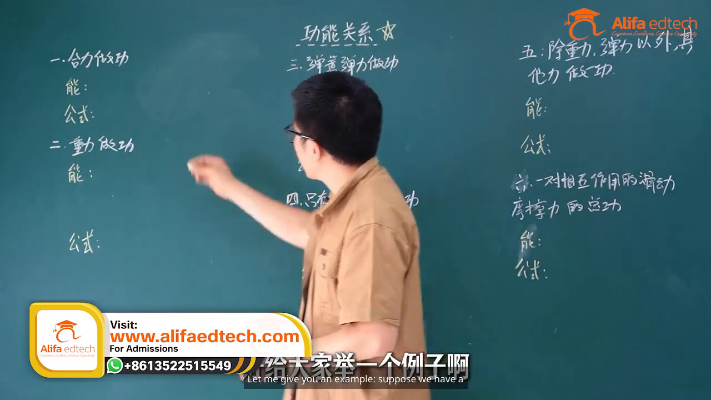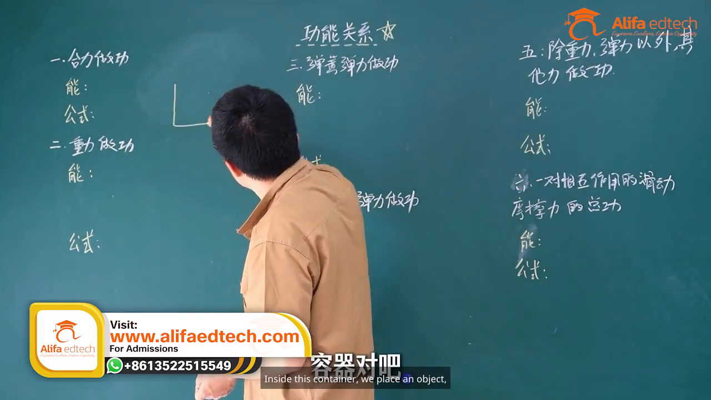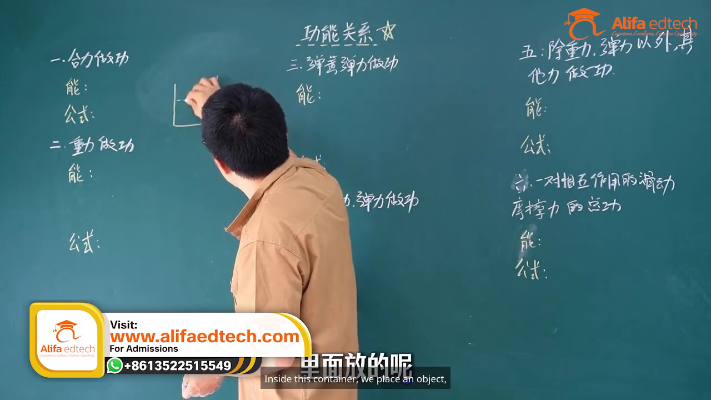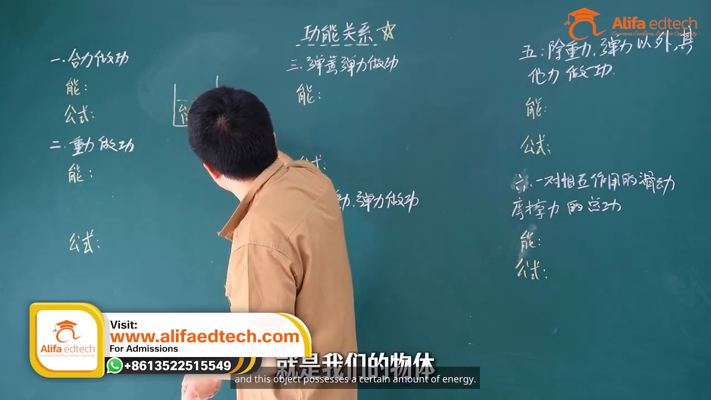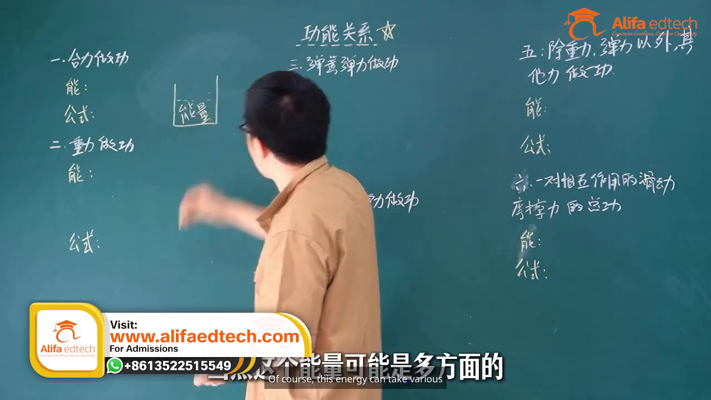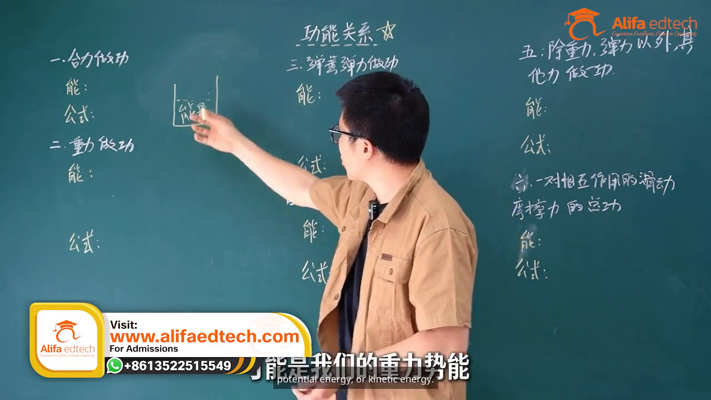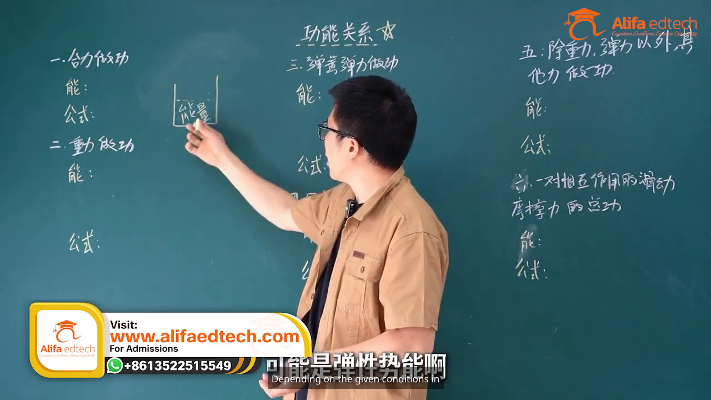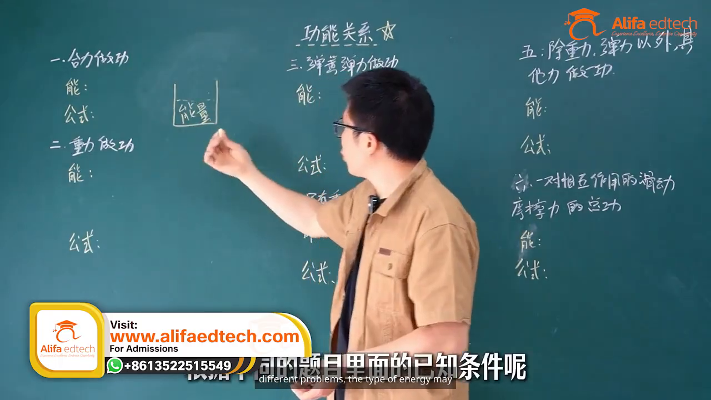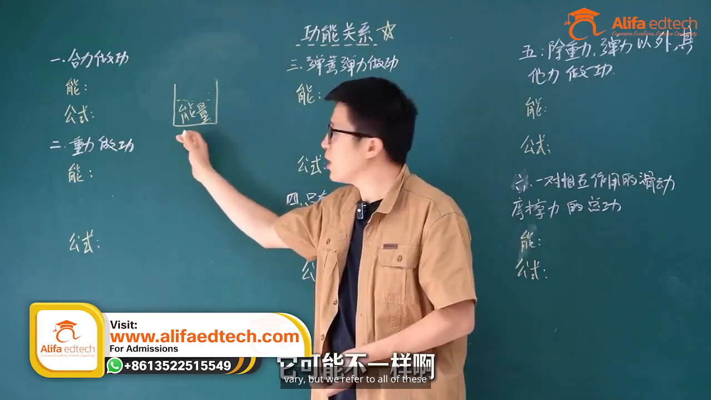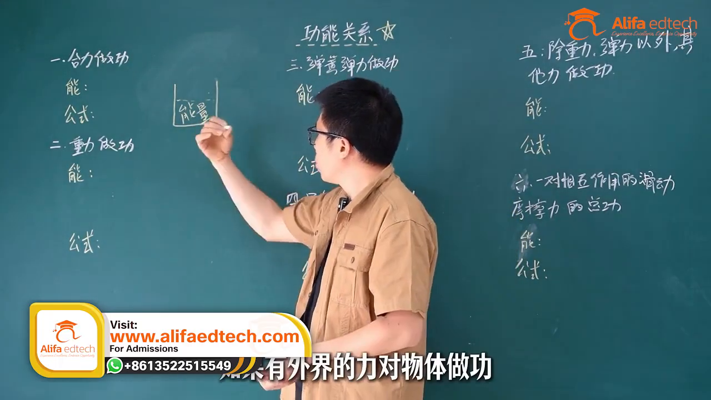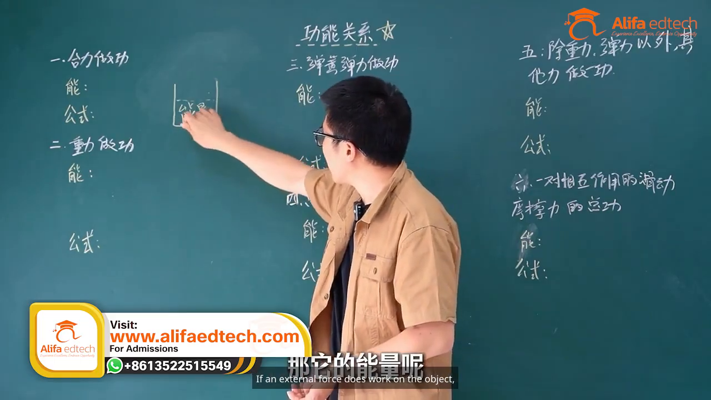Let me give you an example. Suppose we have a container, right? Inside this container, we place an object, and this object possesses a certain amount of energy. Of course, this energy can take various forms. It could be mechanical energy, gravitational potential energy, elastic potential energy, or kinetic energy. Depending on the given conditions in different problems, the type of energy may vary, but we refer to all of these collectively as energy. If an external force does work on the object, then its energy will change.